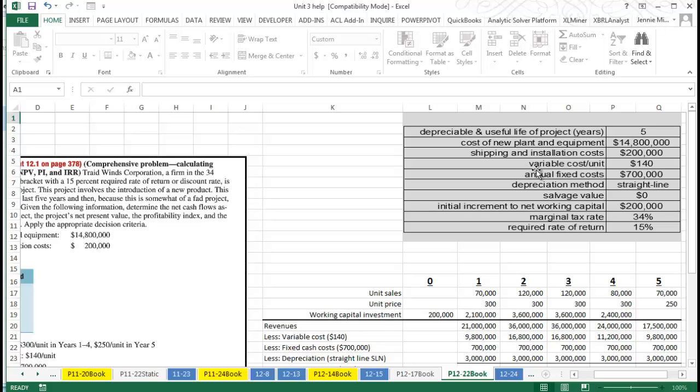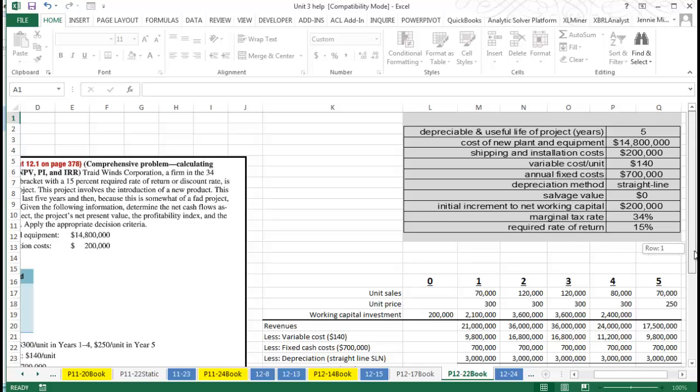We have a variable cost per unit of $140 and the annual fixed cost of $700,000. The depreciation method is straight line with no salvage. We have an initial incremental net working capital of $200,000. A marginal tax rate of 34% and a required rate of return of 15%, and that's the amount we'll need when we get to the net present value.